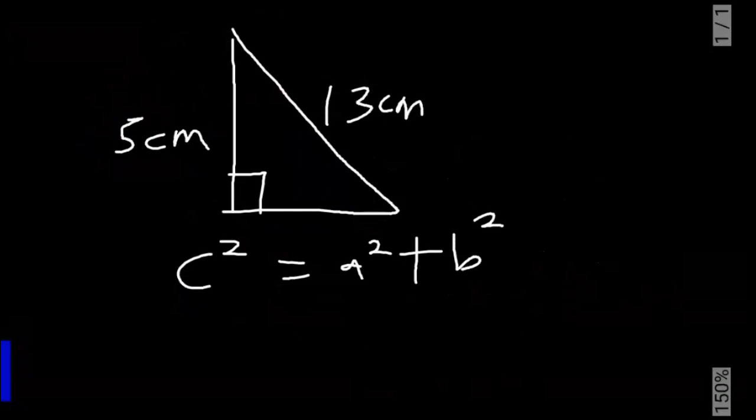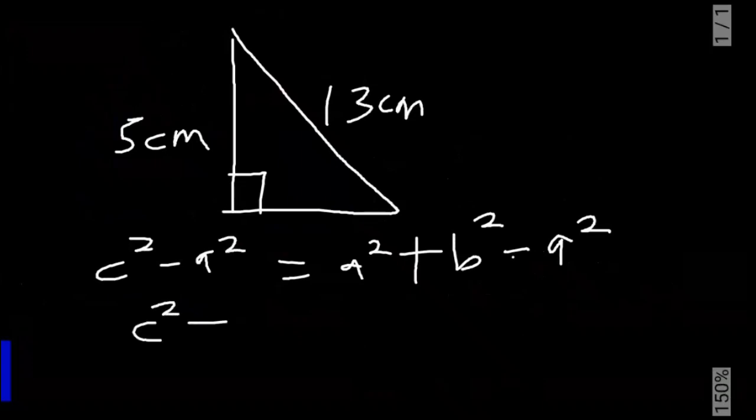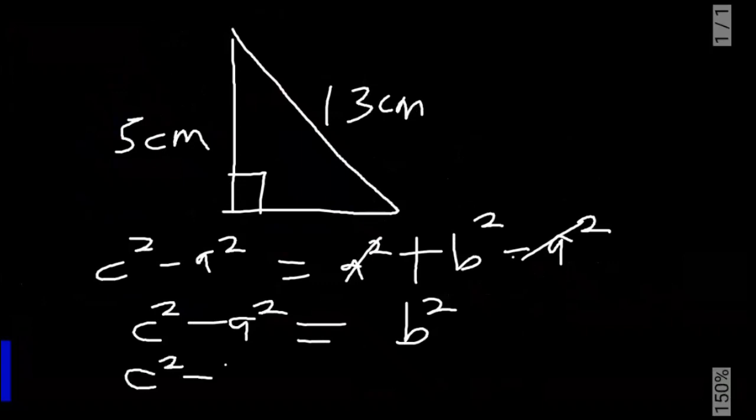If we are looking for one of the missing sides, we can subtract the missing side from both the left hand side and the right hand side. Let's say we are looking for a, so we have minus a squared. We have c squared minus a squared is equal to a squared minus a squared, which is 0, so we have b squared. To get a squared, it is going to be c squared minus b squared equal to a squared. So this is the formula for the other two sides.